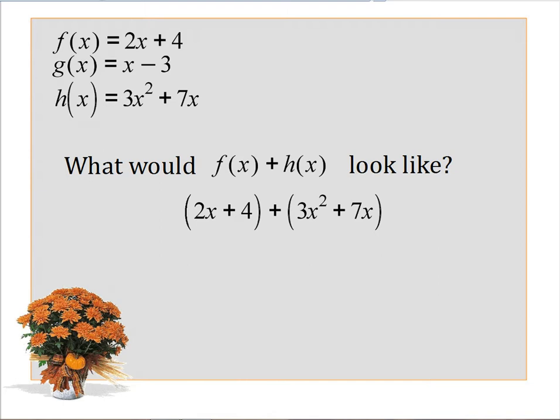Again, addition is just combining like terms. The 3x squared doesn't have a partner or doesn't have a like term, so it stands alone. I have 2 x's, adding 7 more x's for 9 x's total. And my constant 4 doesn't have another constant to combine with, so it stands alone.